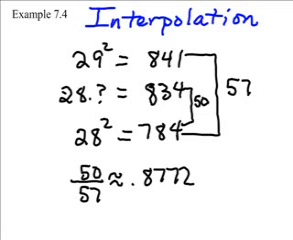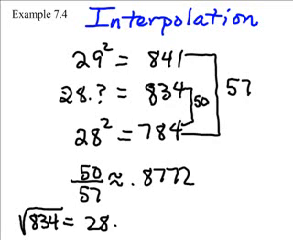So my given number, the square root of 834, is going to equal 28 plus 0.8772, or 28.8772. So that's approximating the square root of 834 using interpolation. We're now going to use the Indian method.